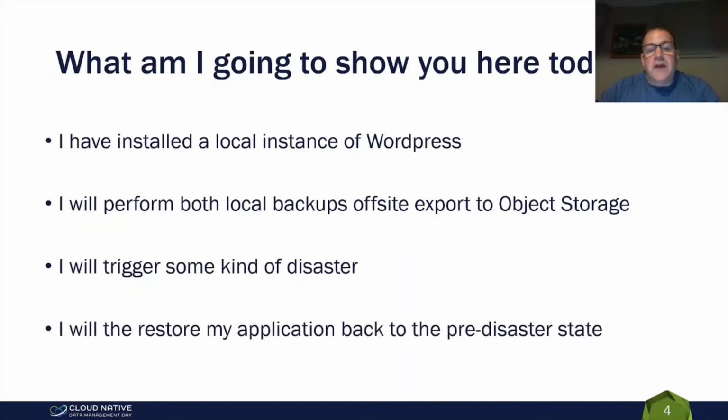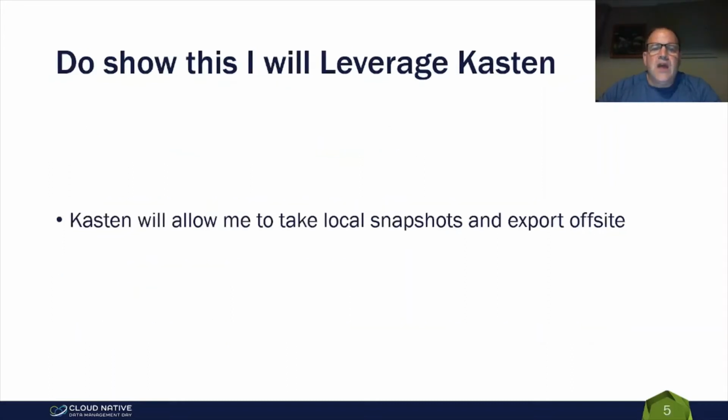I'm also going to then obviously restore the application back to the pre-disaster state, or the pre-change state in my case. Now to do this, I'm going to leverage Kasten, because Kasten is one of the applications that will allow you to do a local native snapshot in Kubernetes and also export offsite.